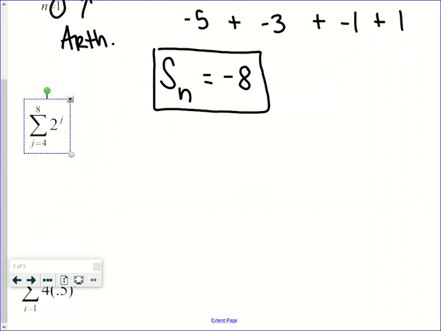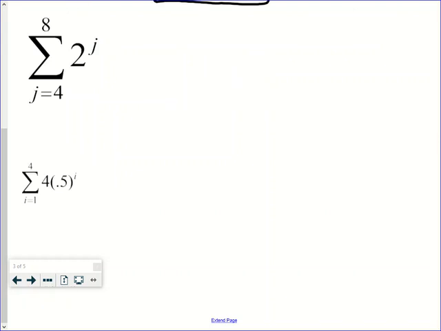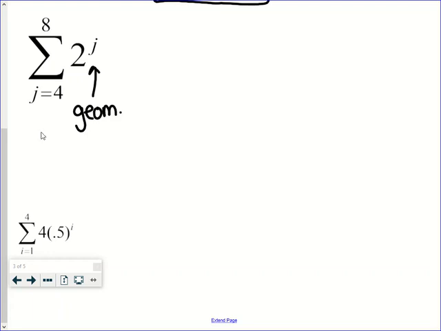Make this a little bit bigger. So for the next one, we're trying to find the sum of 2 to the j. And then it says j equals 4, and then we're going up to 8. So first thing, again, we have to figure out, is this arithmetic or geometric? And since it has an exponent, we know this is a geometric sequence. So we are going to write it all out again, starting at 4 and stopping up at 8.